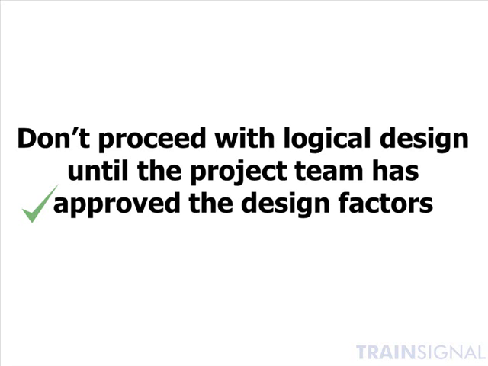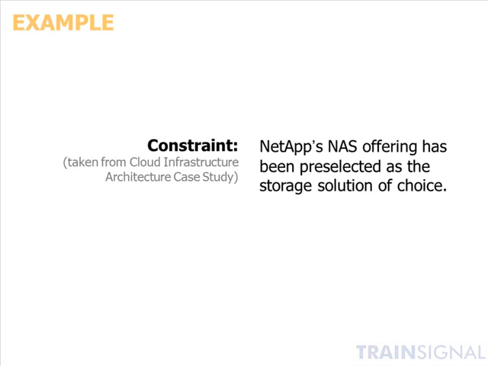Let's take a look at a few examples of some requirements and constraints and how we might analyze those to determine a risk. This constraint was taken again from the cloud infrastructure architecture case study that I shared with you in another lesson in this course. It simply says that NetApp's NAS offering has been pre-selected as the storage solution of choice. So here this is a non-functional requirement. It's a constraint. It says that we're going to use this particular vendor, we're going to use NetApp, and we're going to use NAS or NFS to be the storage solution for this particular design.